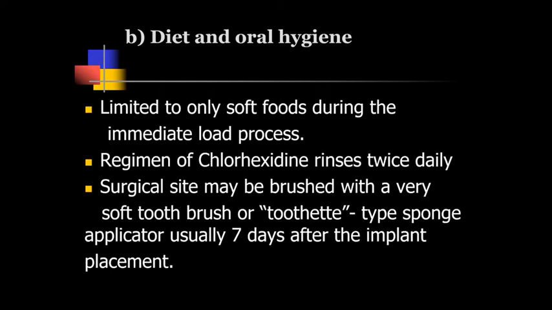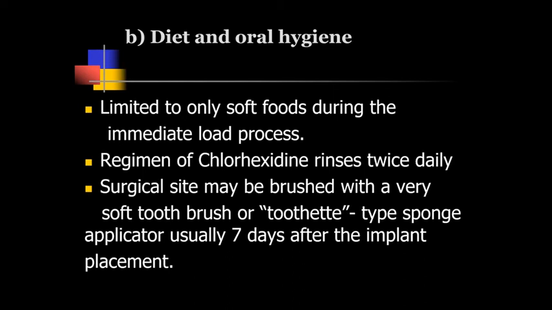So diet has been known to break or loosen a transitional prosthesis in traditional prosthetics. So if the immediately loaded prosthesis becomes partially uncemented or fractures, then the remaining implants also are at increased risk of overload failure. Therefore, the diet of the patient should be limited to only soft foods during the immediate load process. Next, the hygiene procedure usually consists of a regimen of chlorhexidine rinses twice daily, beginning immediately.